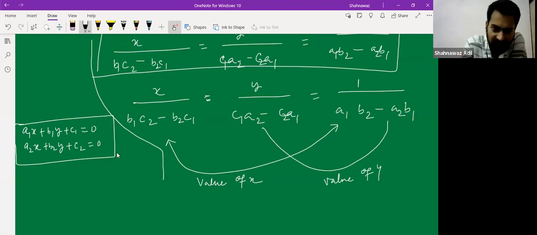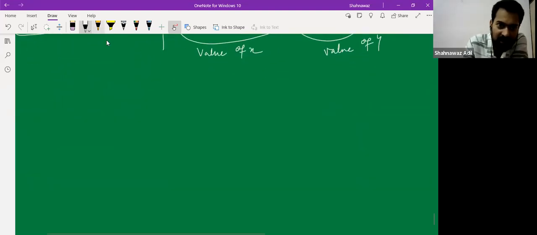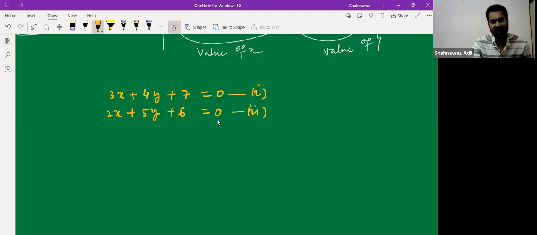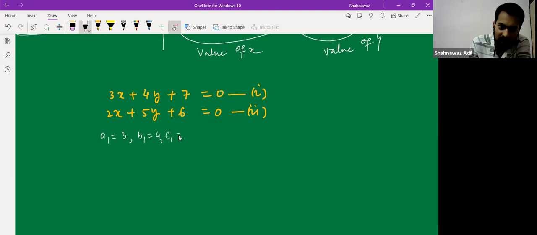So let's say you have this equation: 3x plus 4y plus 7 equals 0, and 2x plus 5y plus 6 equals 0. With the elimination method, we can multiply by 2 here and 3 here and solve the equations. But if they ask for the cross multiplication method, then we have to first write a1 is 3, b1 is 4, c1 is 7, and a2 is 2, b2 is 5, and c2 is 6.